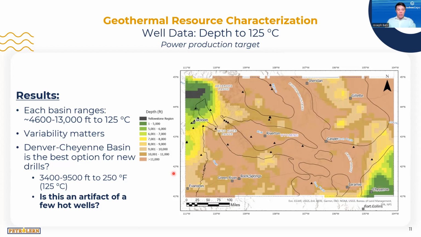So I added this question down here. Is this an artifact of a few hot wells? So are those potentially erroneous data that need to be removed? These are questions that we would dig into if we get to that point of somebody saying, okay, let's go look into the Denver Basin in that Cheyenne region and decide which wells we are going to repurpose or where we are going to drill new wells. So that would be almost a next step.